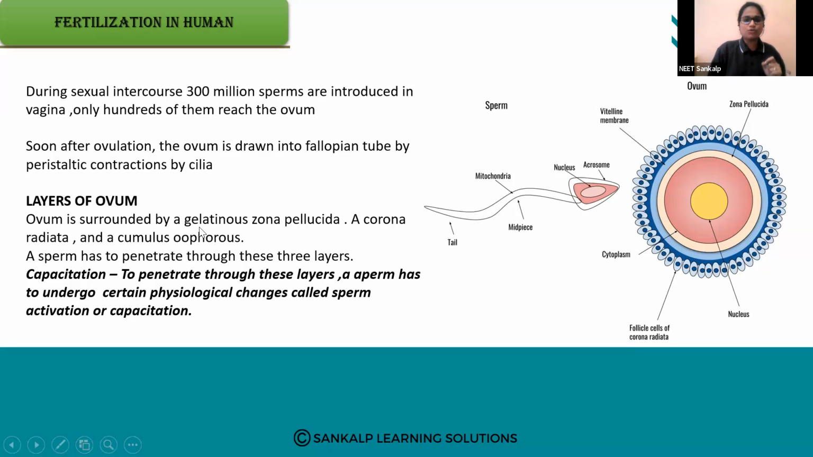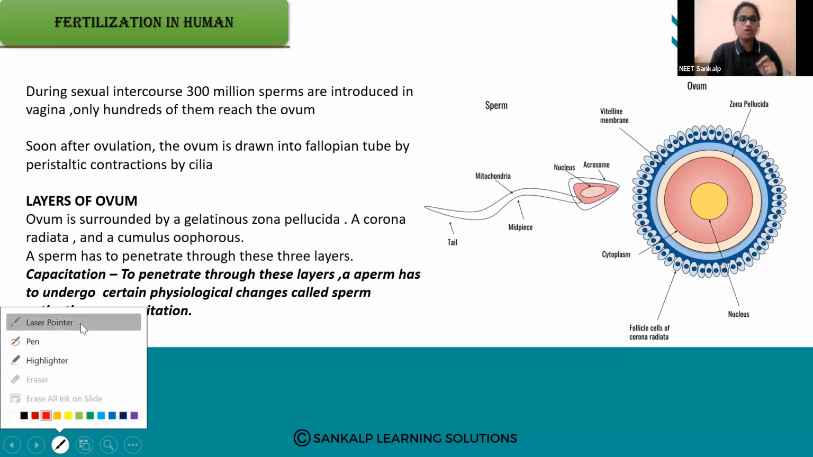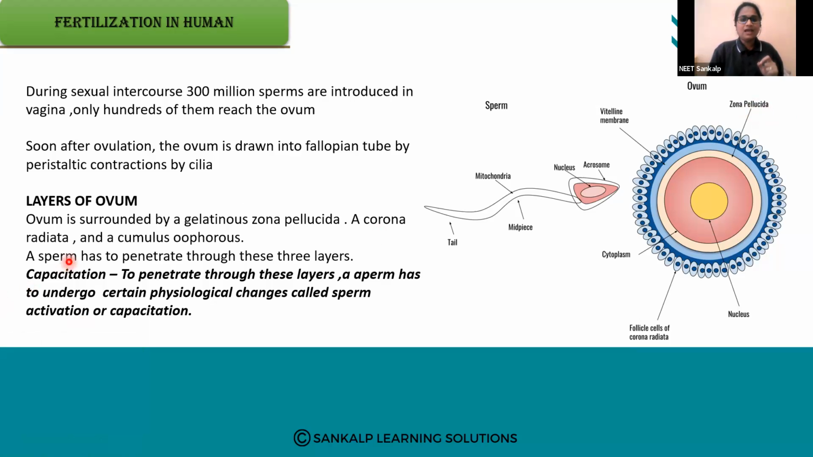The ovum is surrounded by a gelatinous zona pellucida. The outer layer here, this is the ovum or nucleus, is surrounded by a gelatinous, jelly-like layer called the zona pellucida. Then the corona radiata, this is the corona radiata that you are seeing. And the cumulus oophorus, or we can also call it the vitelline membrane. Now a sperm has to penetrate through these layers.